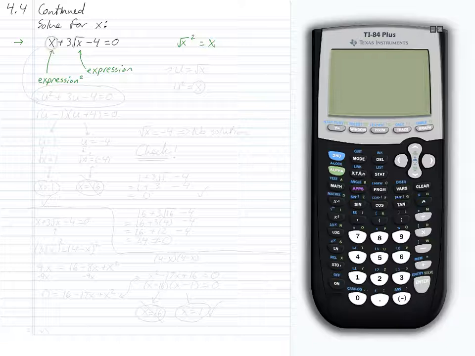So the replacement that we can make, if we want to make our lives simpler, is to let u stand in for that thing, the square root of x. Then our equation becomes quadratic in nature. We get 3u minus 4 equals 0. And when we square this, we see that x is equal to u squared. So we can make that replacement as well. x is going to get replaced by u squared.